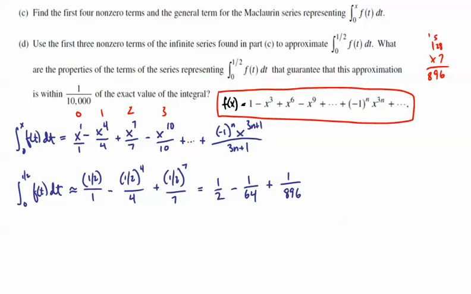Alright, so use the first three terms of the infinite series found in part C to approximate the integral from 0 to 1/2 of f of t dt. And we did that. What are the properties of the series representing the integral from 0 to 1/2 of f of t dt that guarantee that this approximation is within 1 over 10,000 of the exact value of the integral? Now this is kind of wordy, but what are the properties of the series that guarantee this? One, it is strictly alternating.